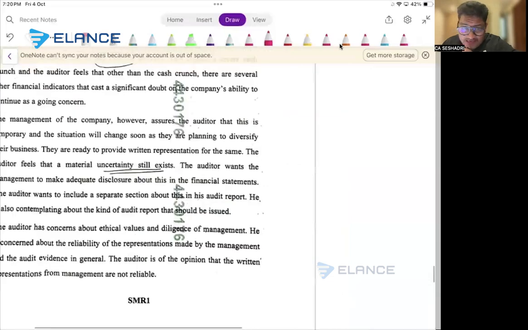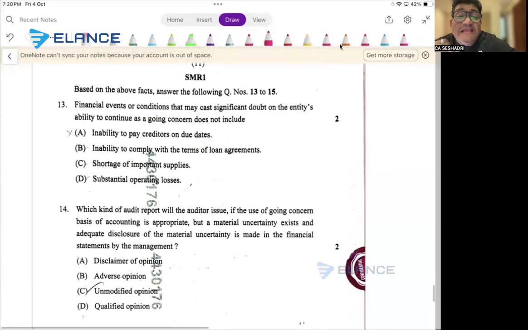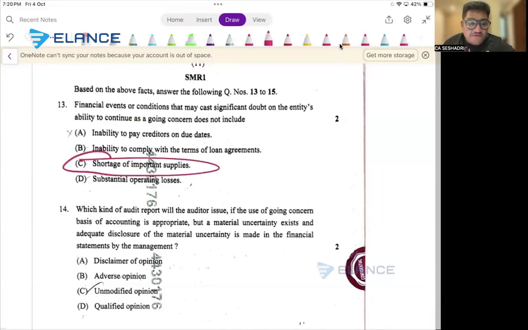13th question. Again, case scenario. You need not read the question. Come to 13th one. Financial events or condition, it's completely asked from SA 570. Financial events or condition that may cause significant doubt on entity's ability to continue as going concern does not include financial indicators. Inability to pay creditors. Other financial indications are inability to comply with terms of loan agreement, financial indication. Substantial operating loss, financial indication. Shortage of suppliers, that's not financial indication. That's the answer. Come to 14th one.